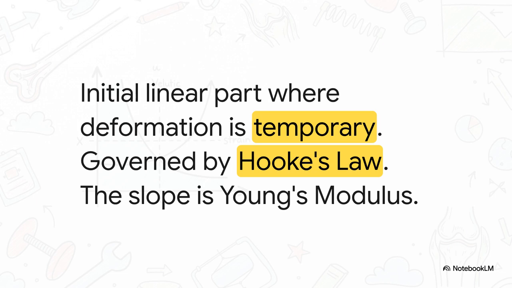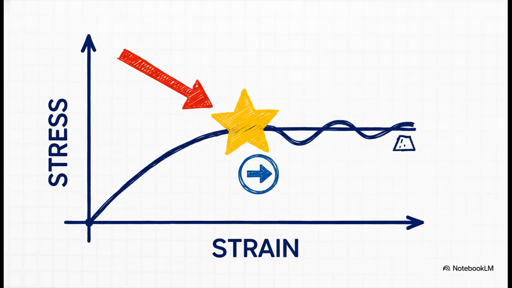This straight line relationship is described by Hooke's law. And the slope of this line, that's hugely important. That's Young's modulus, and it's our measure of a material's stiffness. A really steep slope means a very stiff material. Right at the end of that straight line, we hit the yield point. You can think of this as the point of no return. As soon as you go beyond this point, any deformation that happens is permanent. The material has yielded to the force, and it is not going to spring back to its original size.